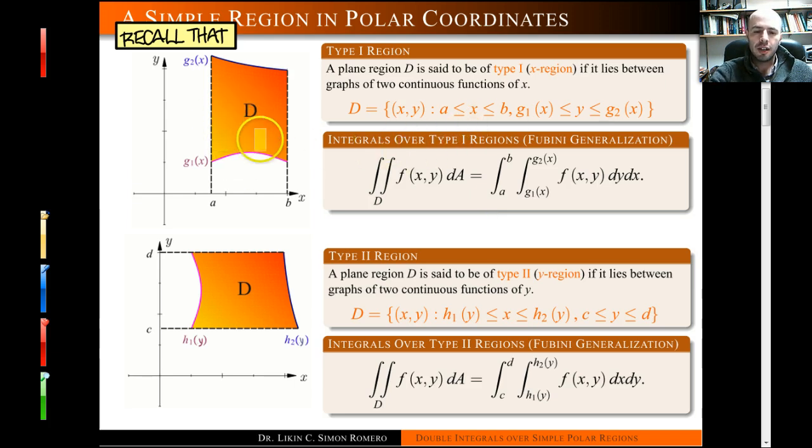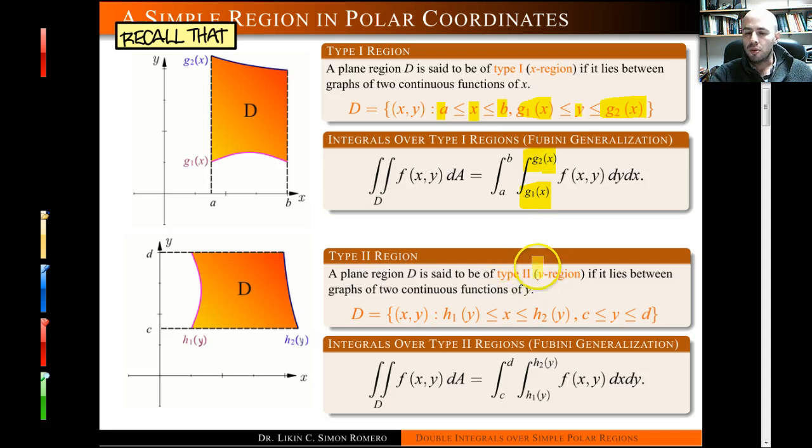A simple region in rectangular coordinates is either a type 1 region or an x region if x moves between two numbers and y moves between two continuous functions that depend on x. And if that was the case, then the double integral was just an iterated integral in which we put the functions inside.